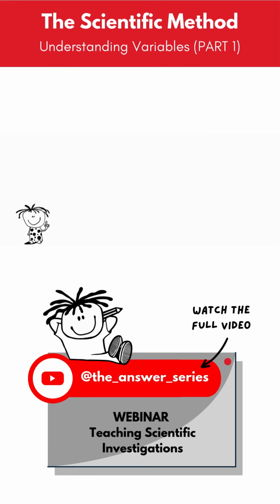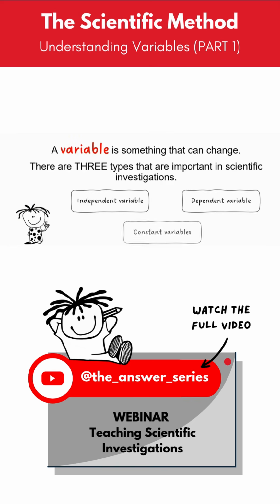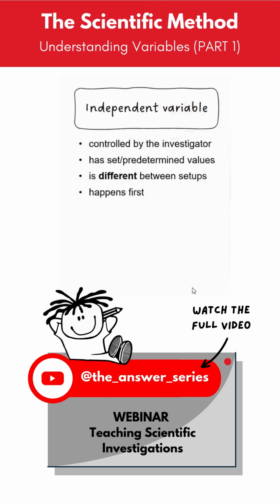Now, the word variable comes from vary, which means to be different or changeable or fluctuate. So a variable is something that changes or that can change. And there are three types of variables in scientific investigations: independent, dependent, and constant variables. Big words for learners to understand. So let's take a closer look and break it down.